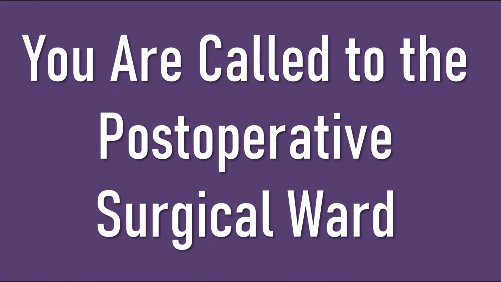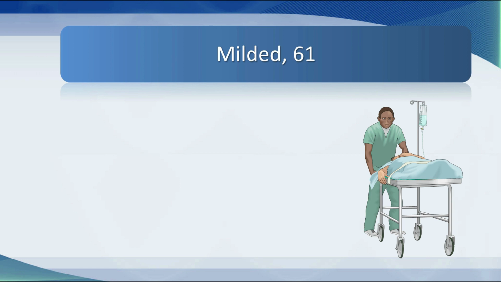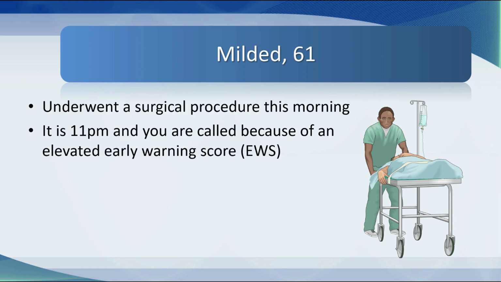You are called to the postoperative surgical ward. Mildred, who is 61, underwent a surgical procedure this morning. It's 11 p.m. and you were called because of an elevated early warning score. The early warning score is a system used in many healthcare systems in which nurses record a series of physical observations. When those observations are outside specific limits, they score at a certain number, maybe 1, 2, or 3. When the combined number reaches a certain level, a doctor is called. With increasing magnitude of that score, the response advances to ultimately involve the critical care team.